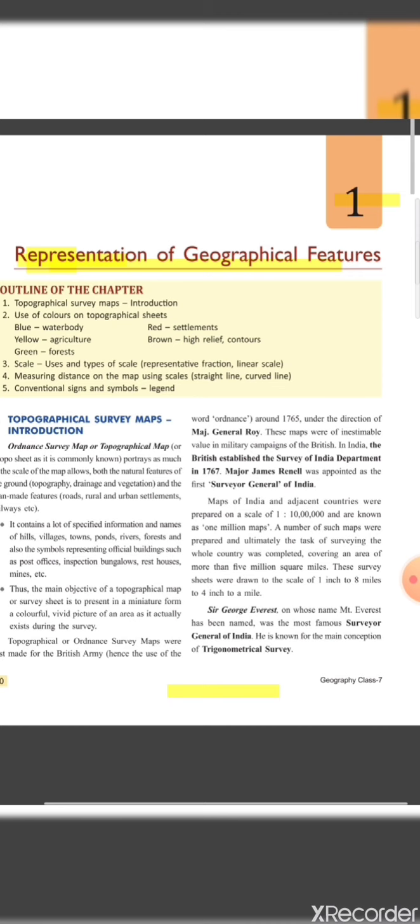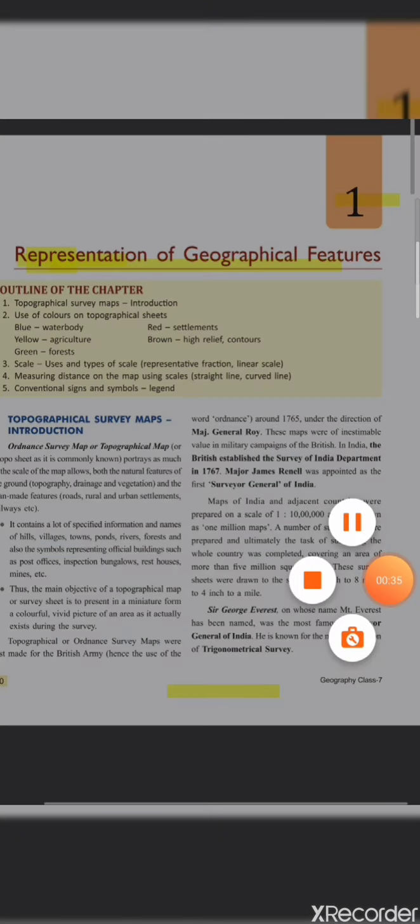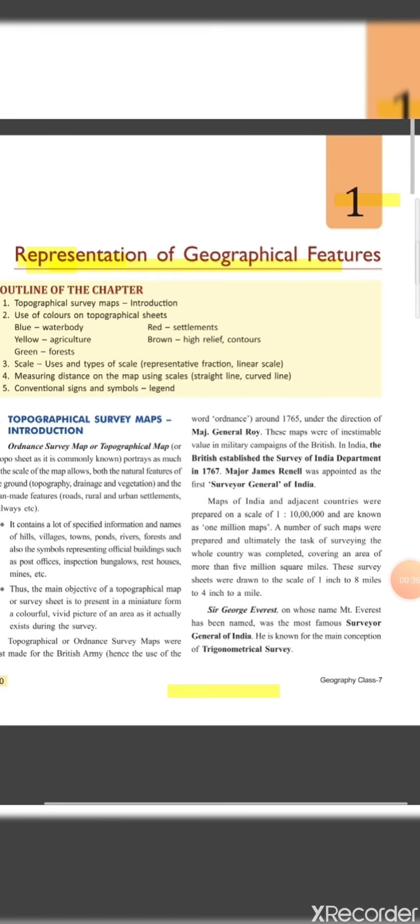The second thing is, why do we learn geography? To understand the basic physical systems that affect everyday life, for example sun relationship, water cycle, wind, rainfall, etc. Let's move on to our chapter. First topic is topographical survey maps. Basically, what are topographical survey maps?